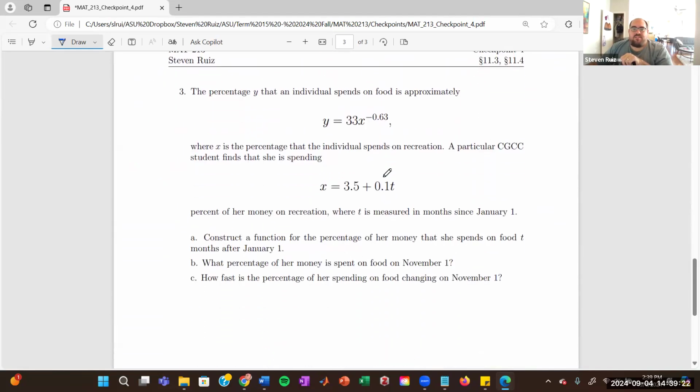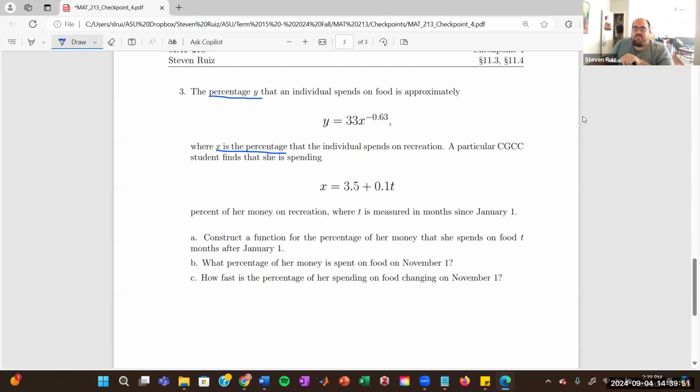All right, so the percentage that an individual spends on food is given by this expression. Y is a percentage. X is also a percentage of what? The percentage Y that an individual spends on food is approximately this expression, where X is the percentage that the individual spends on recreation. So basically the percentage of their overall budget.